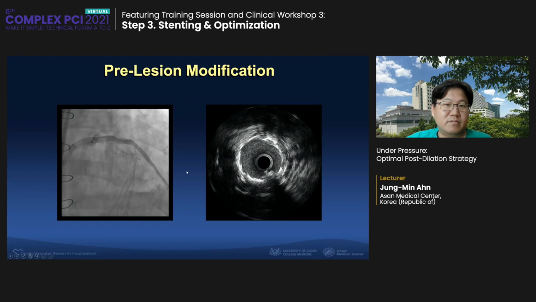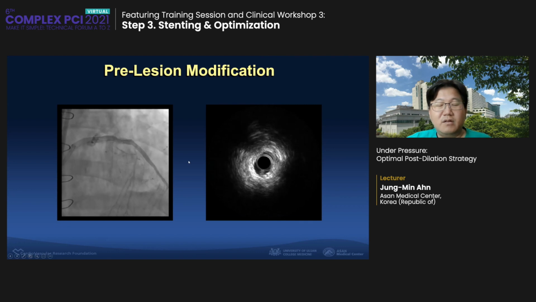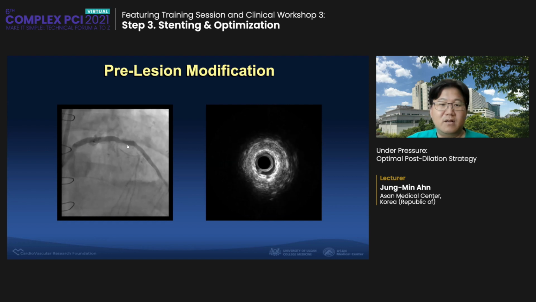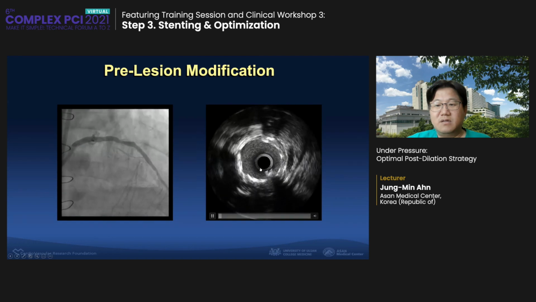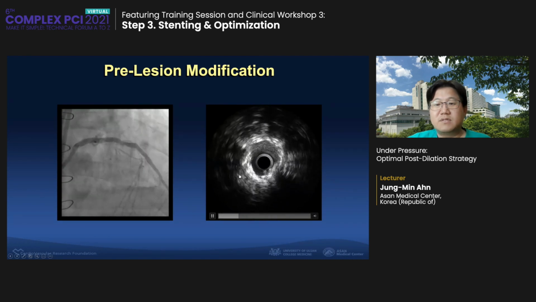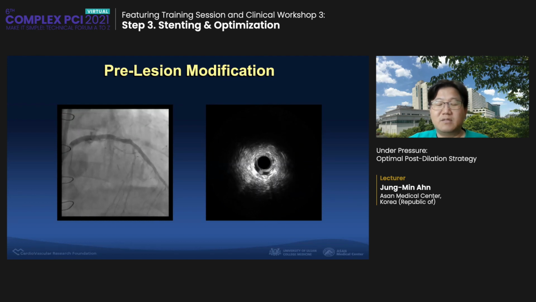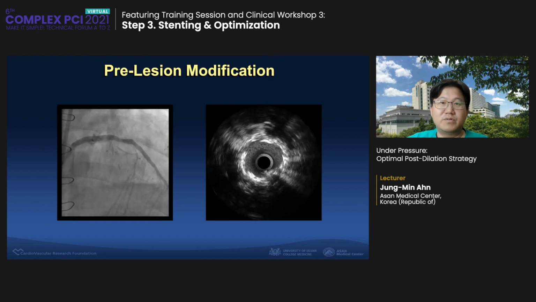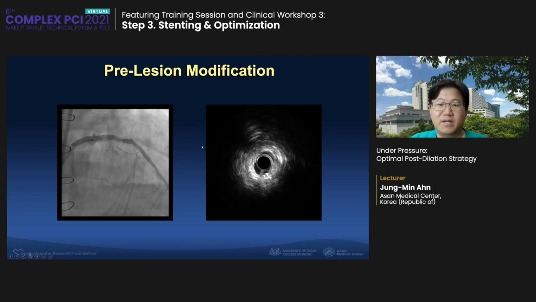Another consideration is pre-lesion modification. If we do not make a good lesion modification, once we implant the stent, there may be stent underexpansion. Even with additional very high pressure overdilatation after stent implantation, we sometimes cannot achieve sufficient stent cross-sectional area. So for an optimal post-stent strategy, pre-lesion modification is very important and a prerequisite.